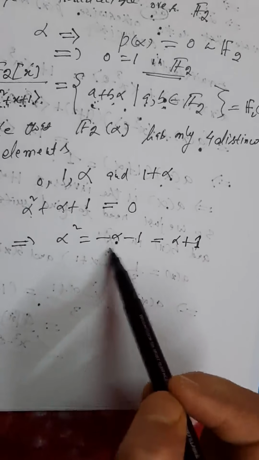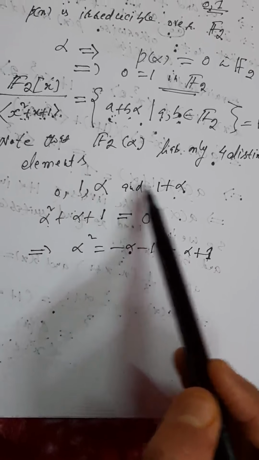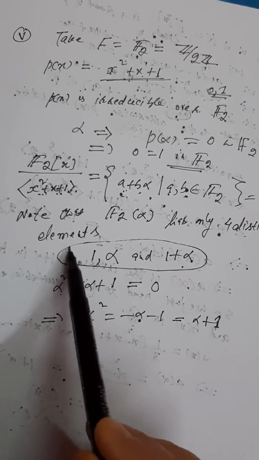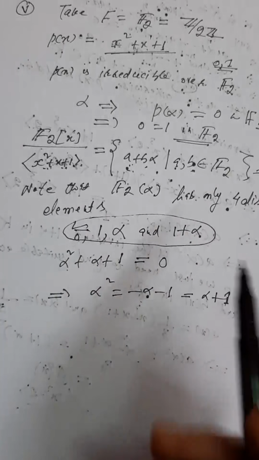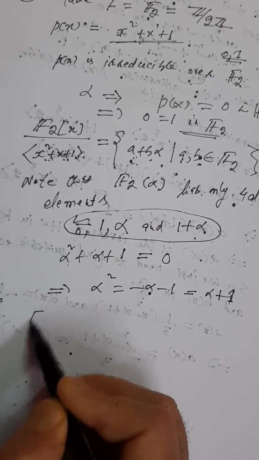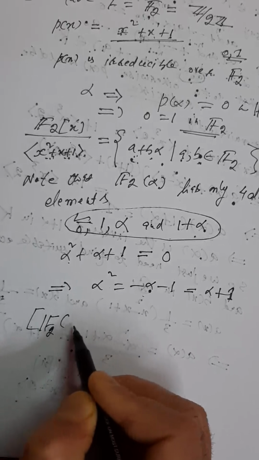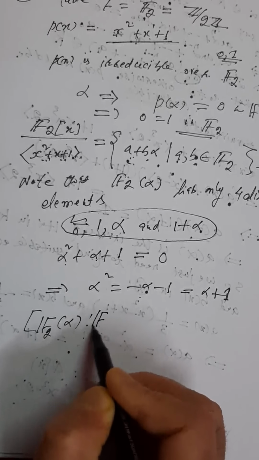So by applying this rule, you can multiply, or add, any members of this extension. And what is the degree of extension of F2(alpha) over F2? It is 2.